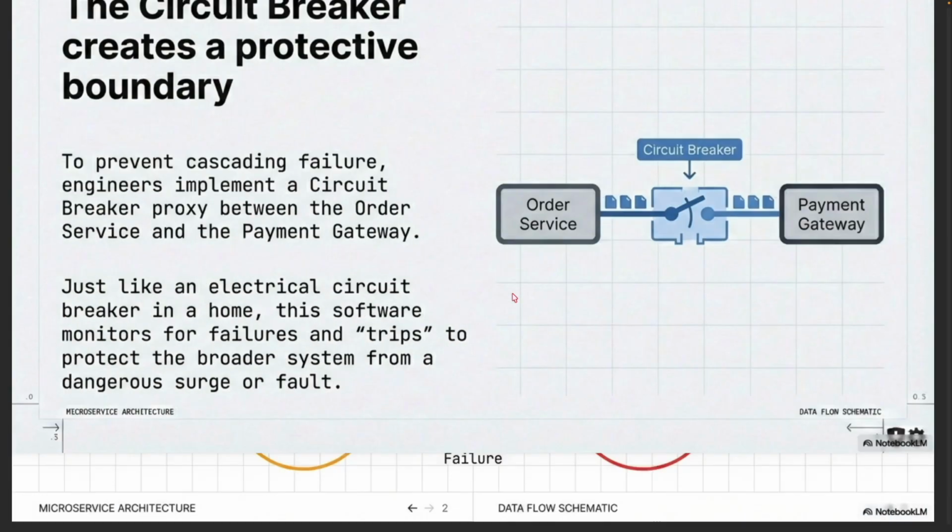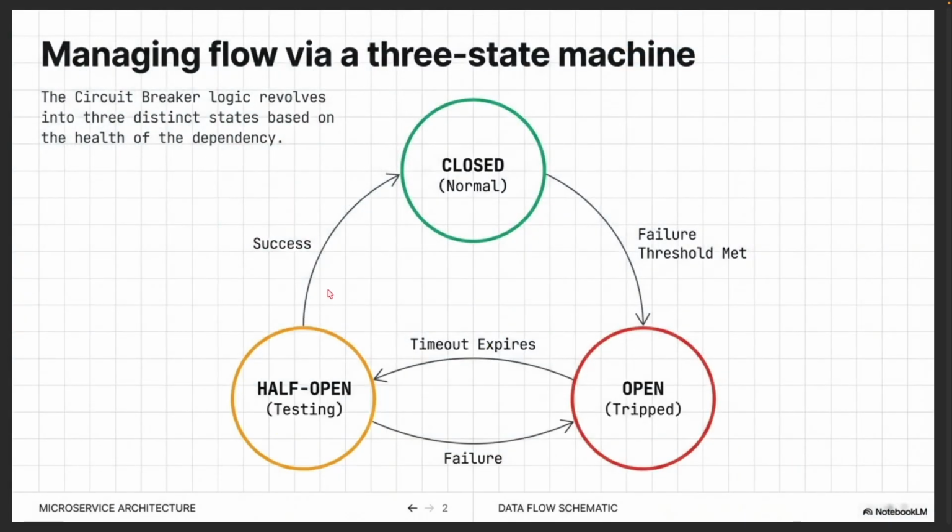Okay, so how does it work? Basically, in the normal scenario, which we call the closed state, there will be normal requests and responses between the order service and the payment gateway, without any impact. But let's say the requests start failing. At that time the circuit breaker observes this for a couple of requests, and if it continues after some requests, then the circuit gets into the open state. That is, there will be no further requests between the order service and the payment gateway.